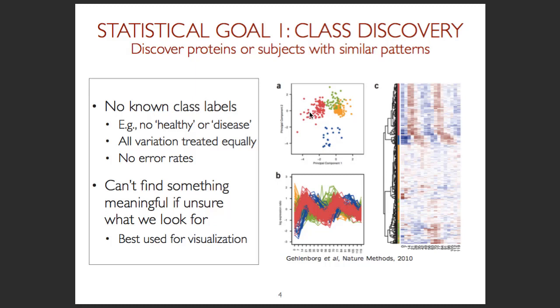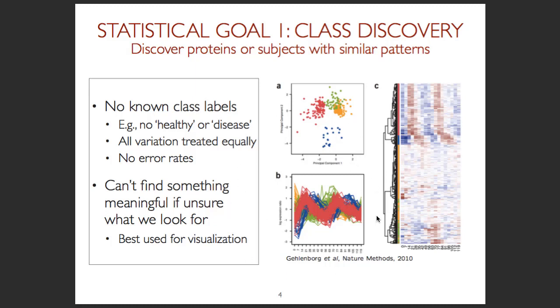And so sometimes I hear things such as, oh, we have samples which cluster on the principal component analysis plot, therefore we found biomarkers of disease. These are not biomarkers of disease, right? Because this method has no idea of what we mean by disease, who has the disease and who doesn't. This method does not take this information as input.